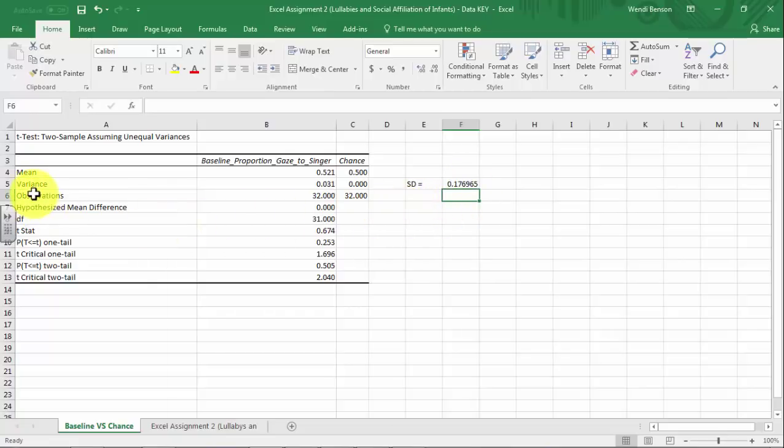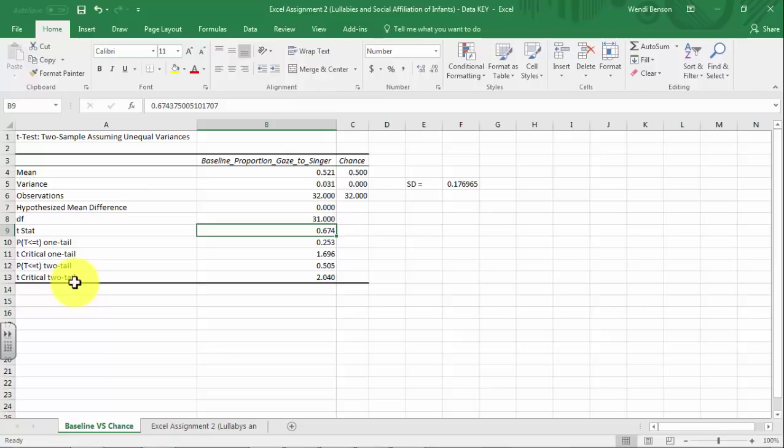All right, observations. There were 32 infants in the study. The hypothesized mean difference default is no difference at all. This is your degrees of freedom. If you were looking up your critical value in the t-table, this is where you would look. Remember, n minus 1, and n is the number of observations here. We have our t statistic. So that is the t observed, that if we did all the math in step 3, that's what we would have come up with. Then we have our one-tailed critical value and p-value, and our two-tailed critical value and p-value.